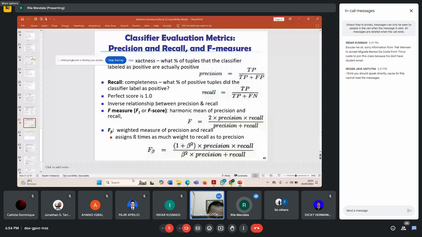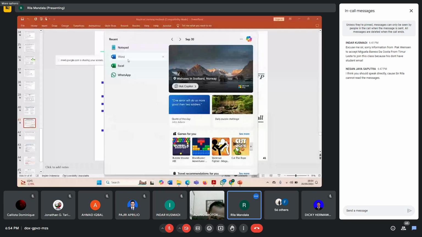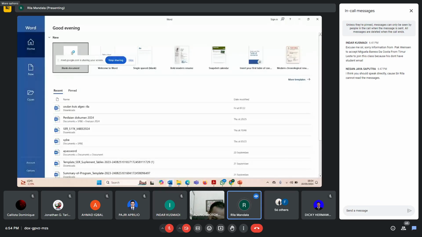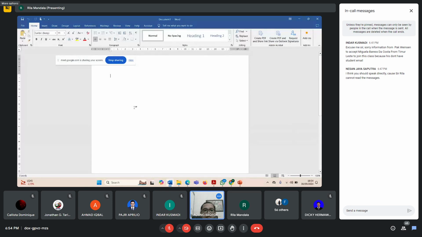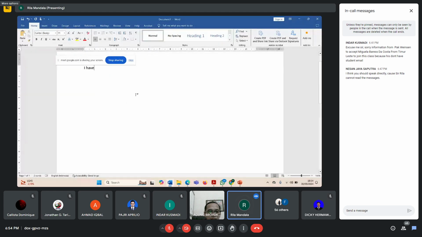For example, like this, I will give you an example. So for example, I have a query. I will make it bigger. I have a query. Query means keyword. Keyword X.